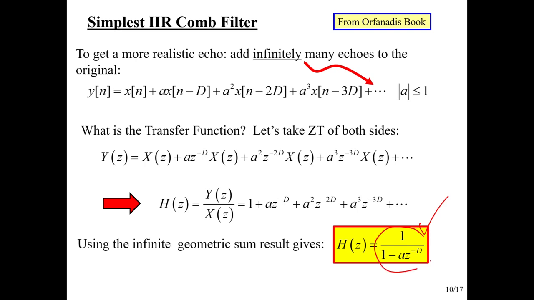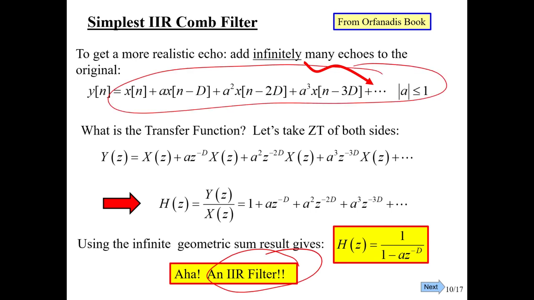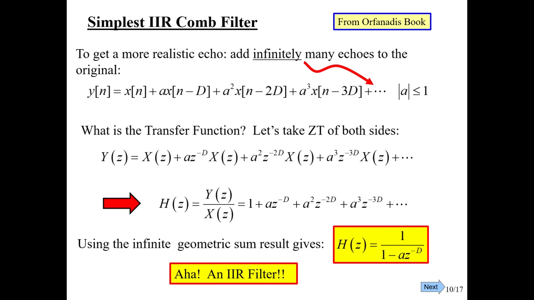And now we see, aha, that is the transfer function of an IIR filter. It has a very simple feedback structure. And there's no pole zero cancellation to make this end up being just all poles at the origin like we saw before. So, aha, an IIR filter. And we knew that was coming because that looks like it's got infinitely many terms in its impulse response.